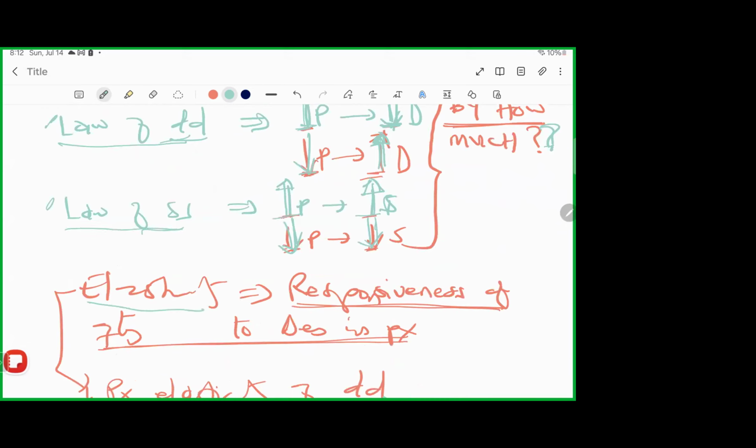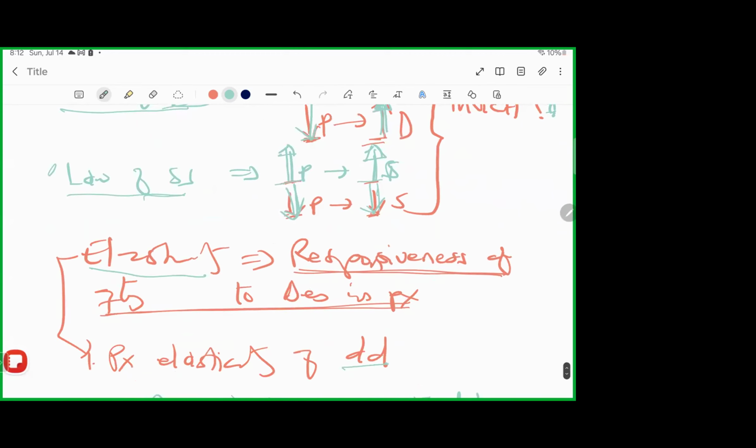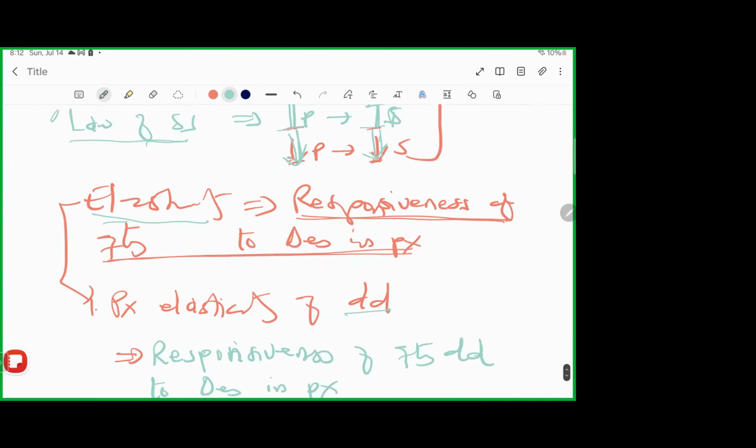Measuring the changes in quantity demanded as a result of changes in price can only be done using the concept of elasticity, which simply means the responsiveness of quantity to changes in price. So if you are looking at elasticity of demand, then it will be responsiveness of quantity demanded to changes in price.